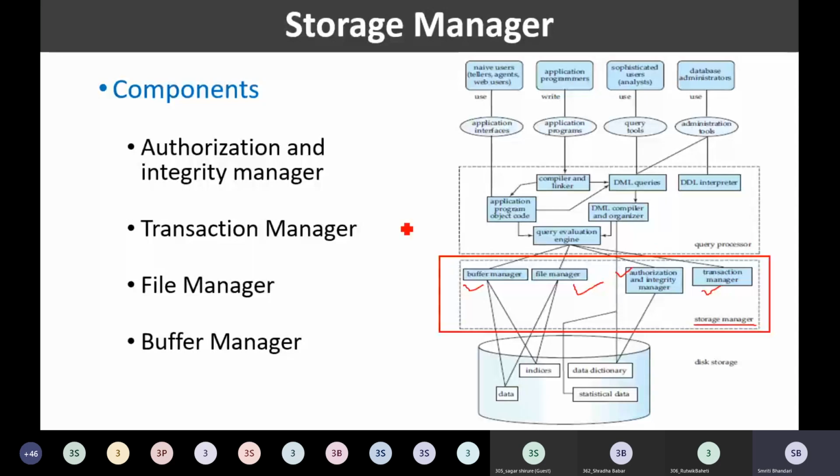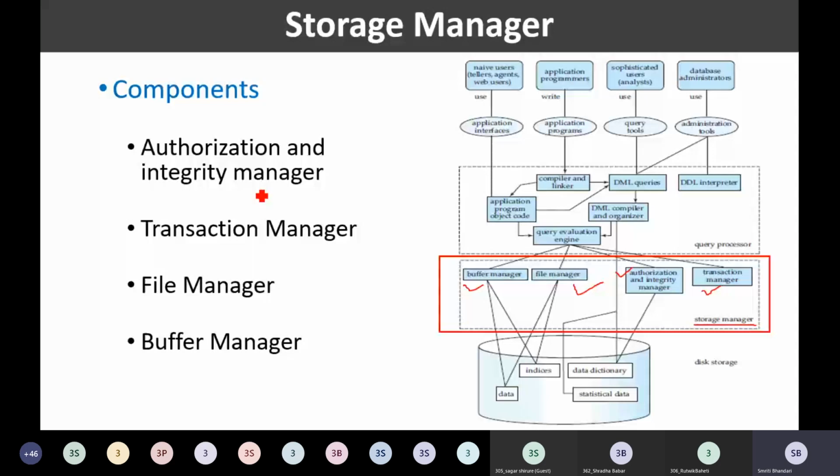We have the assertions. So this component is also responsible to check whether those integrity constraints are violated or not. If those are violated, then this manager will take care of that. So the responsibility of this component is actually to check for violation of the integrity constraints. I hope you must have understood this.